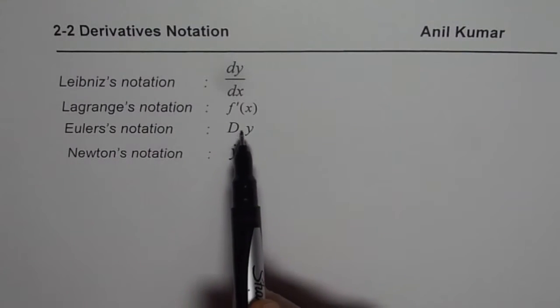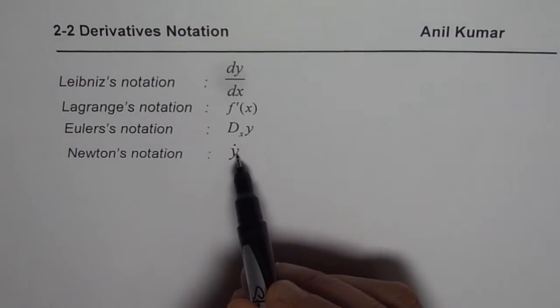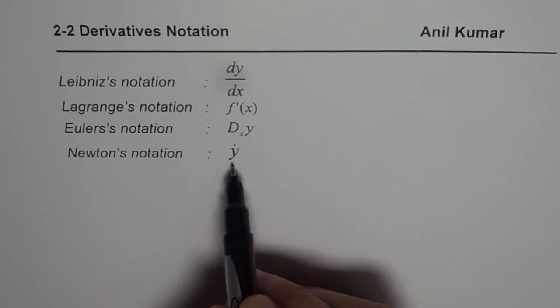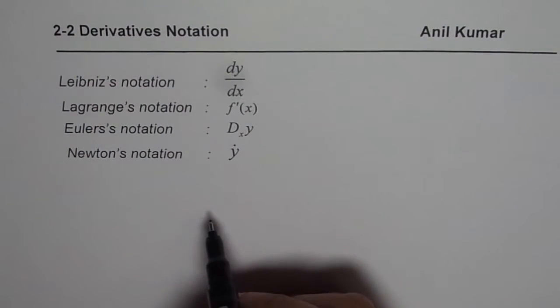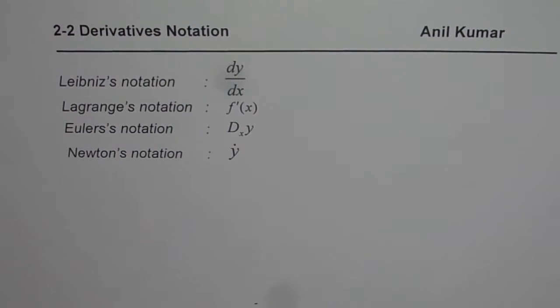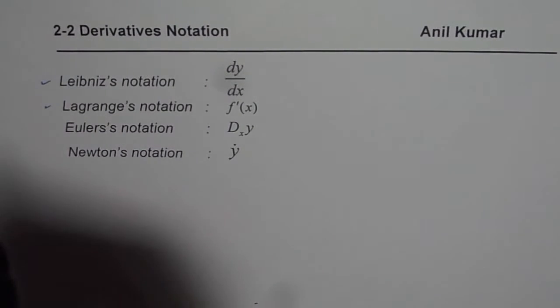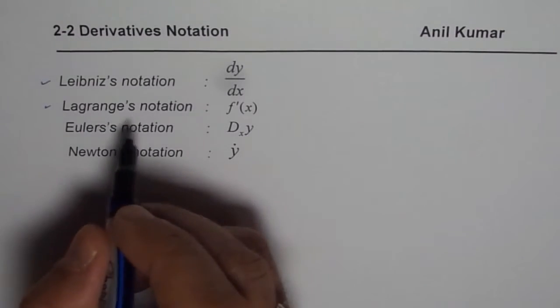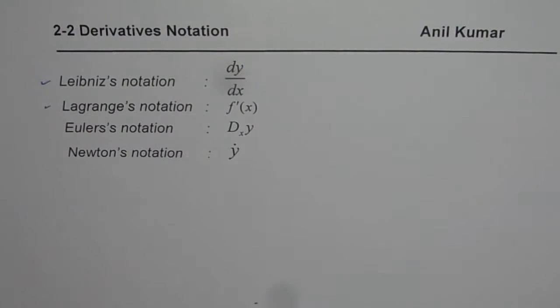Now these are not very popular in our syllabus, but they are used in dynamics and other places, right? Newton's notation, dy by dt. Normally in dynamics we use Newton's notation, where y with the dot is used. So we'll basically concentrate on two notations. First one is Leibniz, the second one is Lagrange's, also known as prime notation, because of f dash x, f prime.